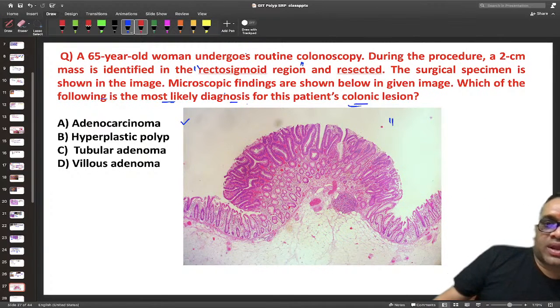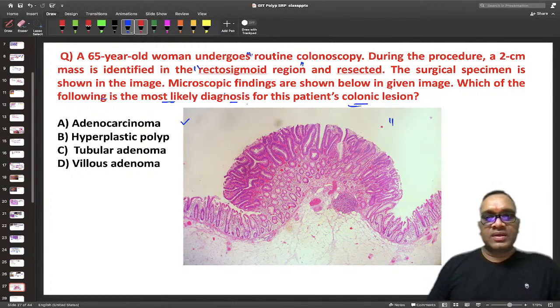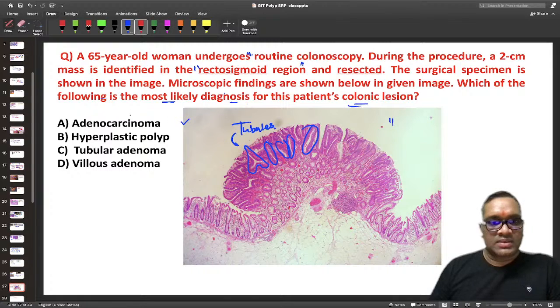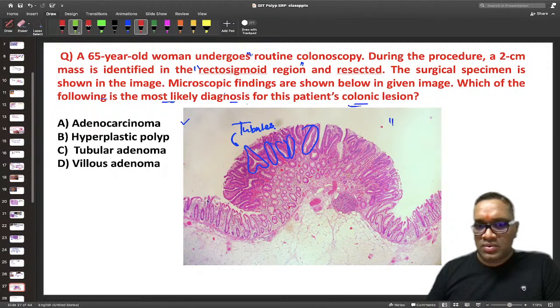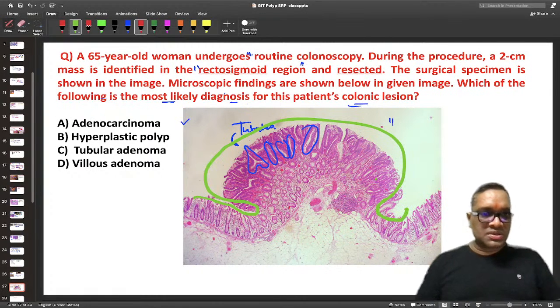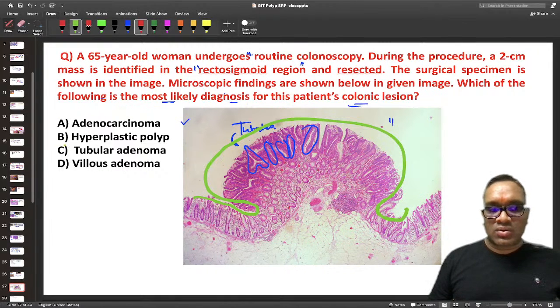65-year-old female, routine colonoscopy, rectosigmoid region, right? And when you find there are so many, can you see these are all tubule-like glands, tubular form, right? So glands are in tubular form. So these are all tubules, right? Tubules, number one, on microscopic examination. Second thing, if you notice the appearance of the tumor, from this appearance also you can make out there is a mushroom-like appearance. So when you see the mushroom-like appearance, that means you are looking at the tubular adenoma. It cannot be adenocarcinoma.